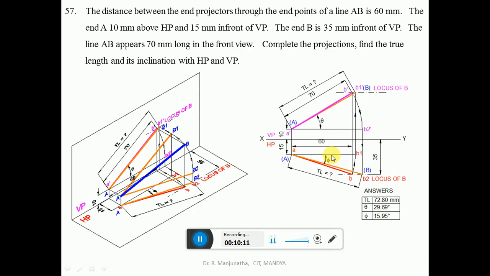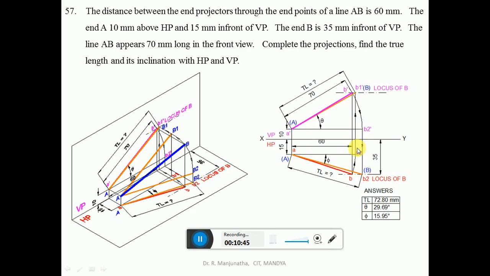Now we have to calculate. We need to determine the true length and its inclination with respect to HP and VP. First we are going to consider the top view. When you want to find the true length in the vertical plane, you have to make the line parallel to VP. Since the line is inclined to VP, it has to be made parallel. So with A as center, take the radius AB. Using the compass, rotate it such that AB1 is in front of VP by 15 mm, so that it will be parallel to VP. Since it is parallel to VP, you get the true length in VP.